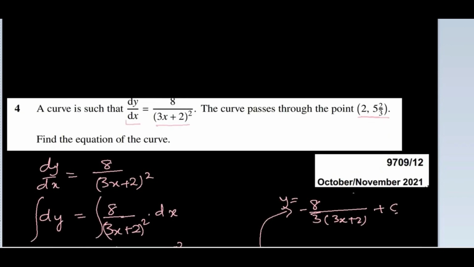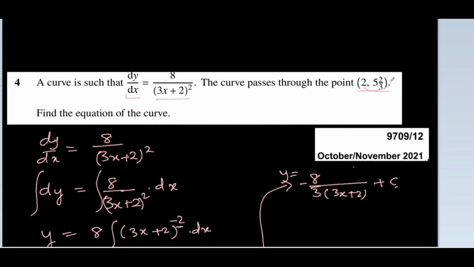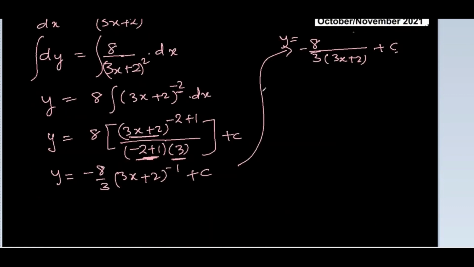And now we have to find the value of c to complete the equation, and for that what can we do? We can substitute this number 2, 5 2/3. 5 times 3 is 15, plus 2 is 17 over 3, 2 and 17 over 3. That's the point. We can't use a mixed fraction, so we have to convert it to improper fraction.